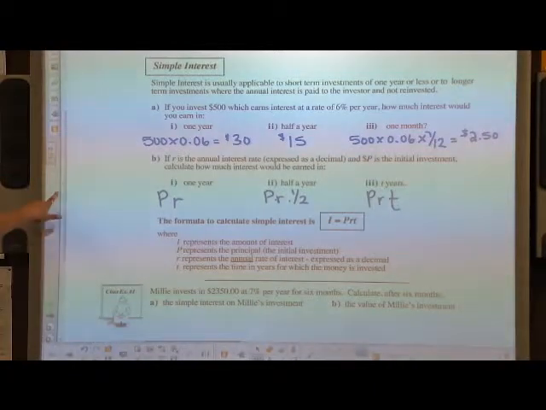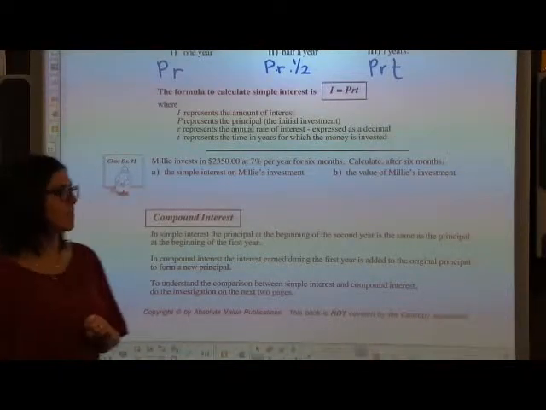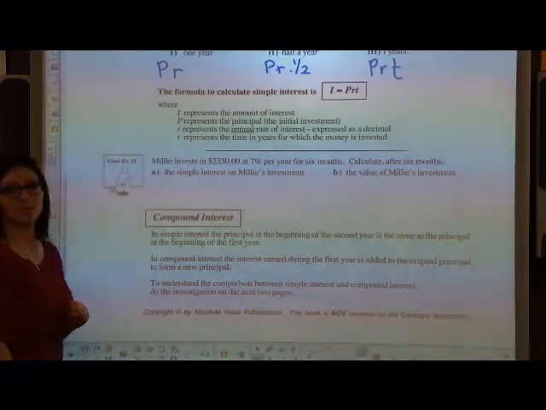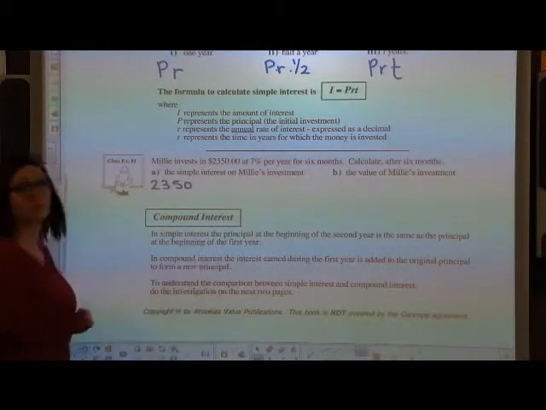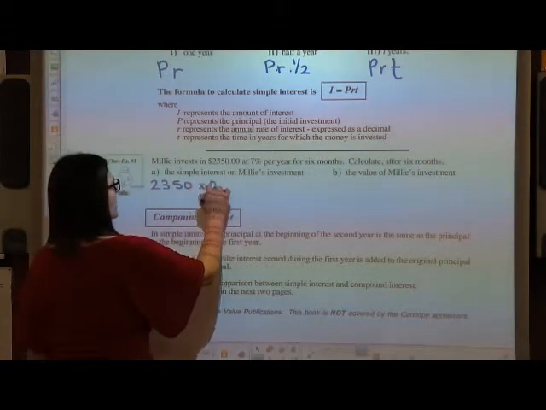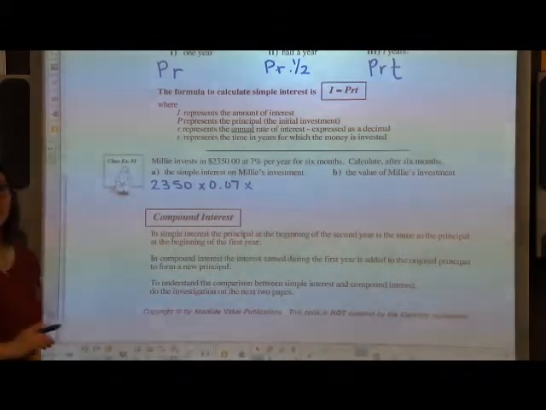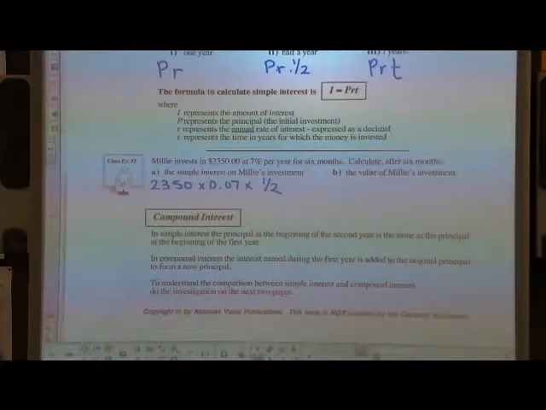So just a couple of quick examples. Millie invests $2,350 at 7% per year for 6 months. What is the simple interest on her investment after 6 months? So what would I multiply together? 2,350 times what? 0.07. And then the time would be 1/2, because it's half of the year. So the time is always expressed in years.